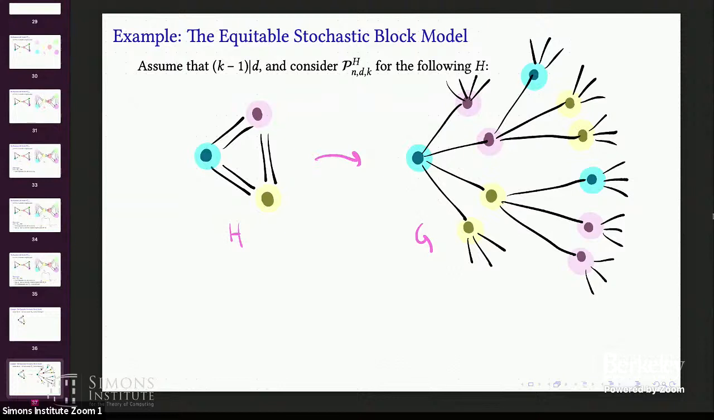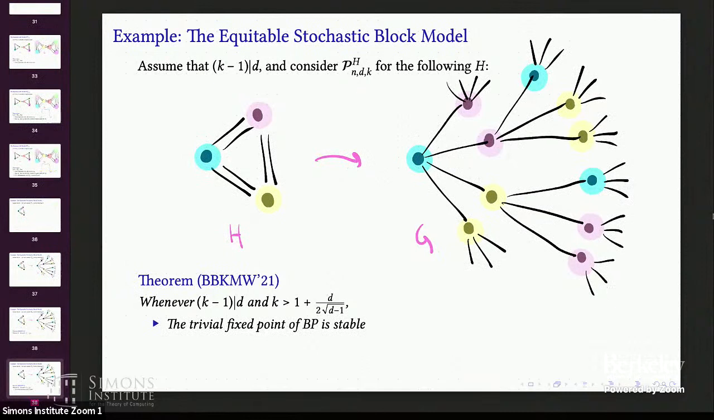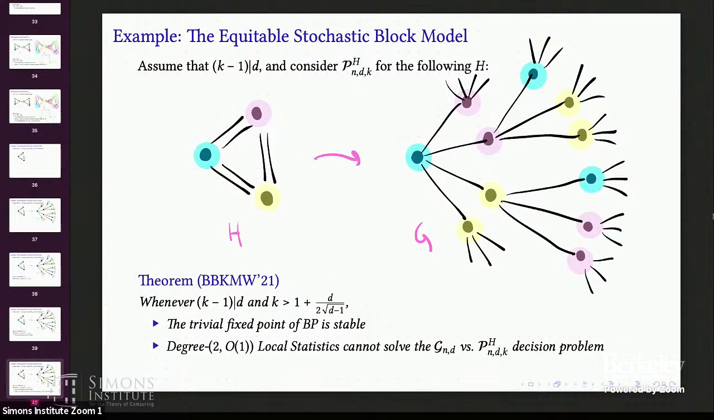And in our paper, we show a couple things about this model. So in addition to it being spectrally quiet, we show that whenever k-1 divides d and k is larger than this familiar number from before, a couple of things happen. So one is that the trivial fixed point of BP is stable. So in other words, this is like the Kesten-Stigum threshold for this model. We also show that low degree local statistics, which is this SDP hierarchy that I mentioned but did not explain before, fails to solve this distinguishing problem between this planted model and the null model. So this is some kind of rudimentary evidence for hardness of distinguishing.